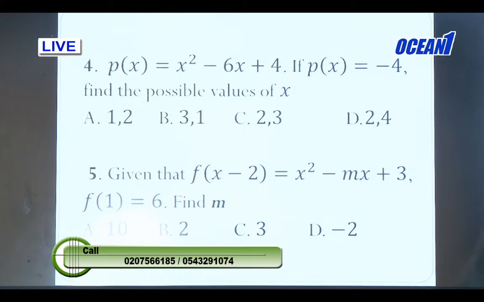Please, my only question is about the previous one. P of x equals x squared minus 6x plus 4. The last section: if P of x equals minus 4, find the possible values of x. And the last example we have here is, given that f of x minus 2 is x squared minus mx equals 3, and if f of 1 is equal to 6, find m. Each of them is an objective question, and you have your options there. Quickly go through and make your selection.